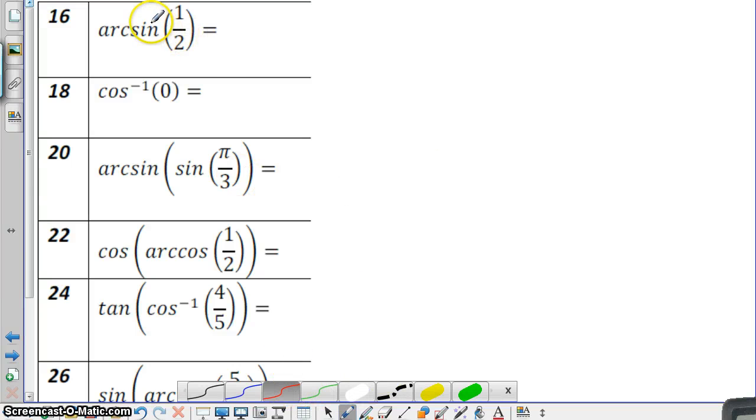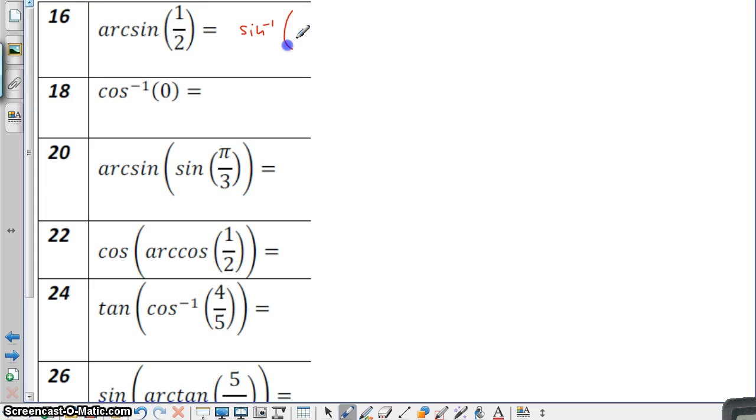Okay, this one, arc sine, this is the same thing as inverse sine. So whichever way you want to write this, you need to understand though that arc sine is the same thing as inverse sine. And then you should also know that this is just another way of saying, well, if sine equals 1/2, then what is the angle? And that's what you're trying to find.